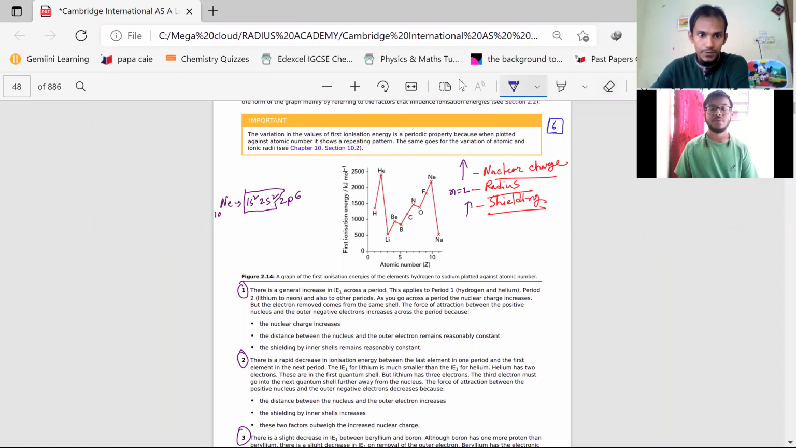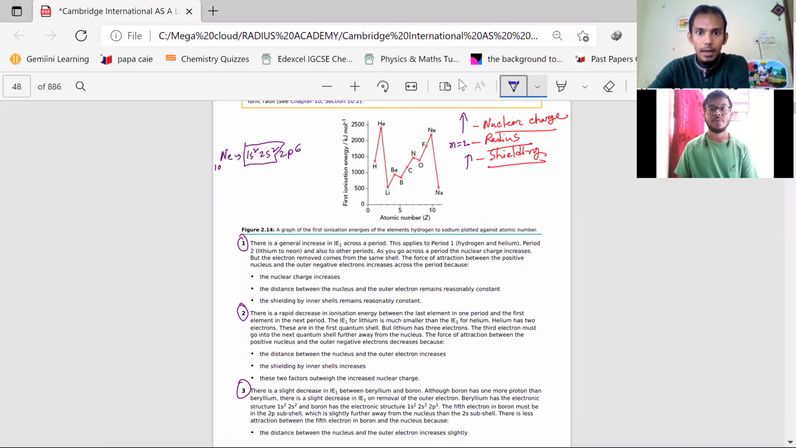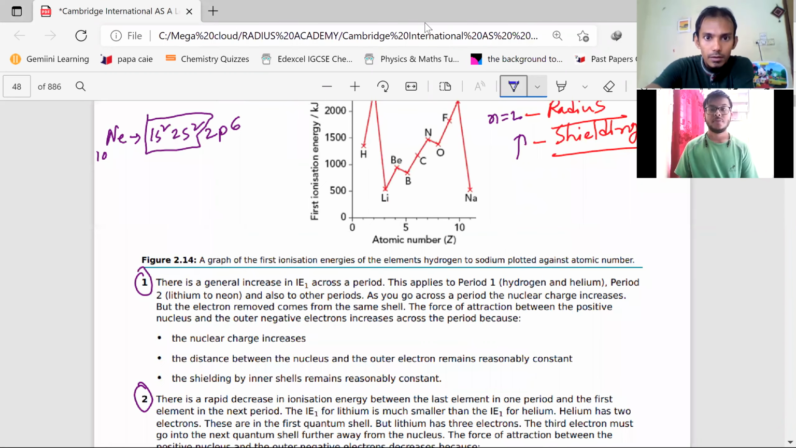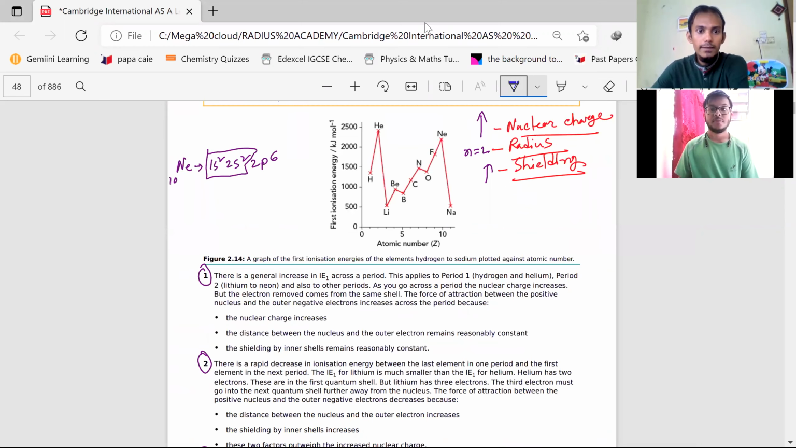Okay. First thing, আমি পরে পরে এক্সপ্লেইন করি তাহলে বেটার বুঝতে পারবো ইজিলি. এটা দেখো. Number 1, there is a general increase in first ionization energy across a period. There is a general trending increase. Why? Because nuclear charge increases across a period. From lithium to neon, দেখো, nuclear charge is increasing.